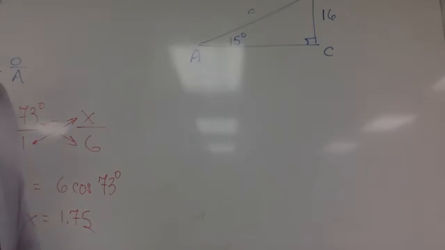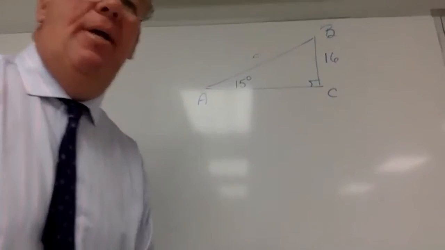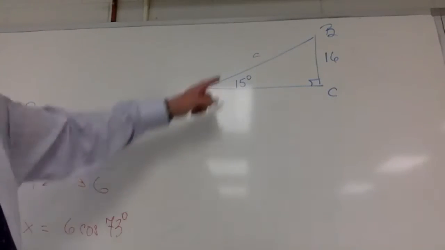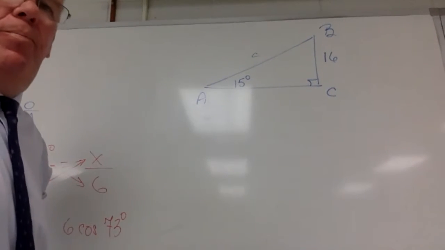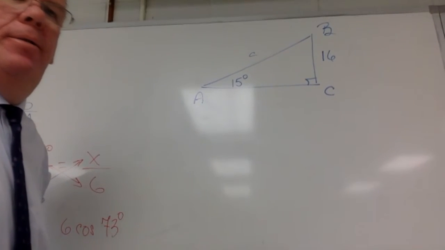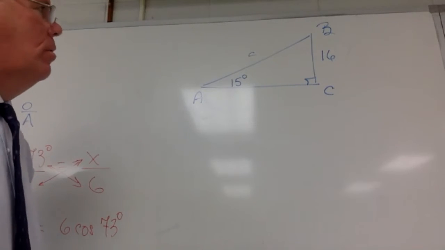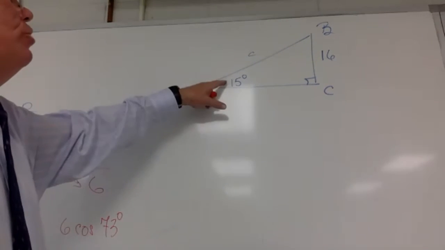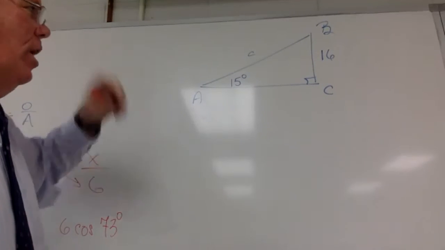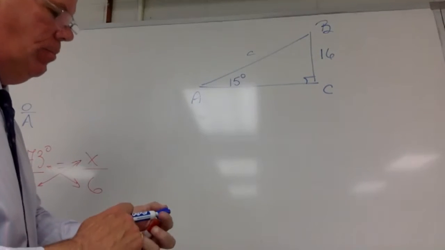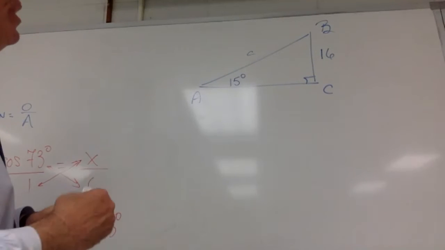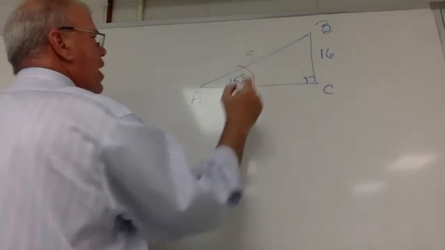Can you guys see that? If I said to you, what's C? Well, how come you can't use the Pythagorean theorem? Because you only know one side. Yeah, because we only know one side, but I do know enough to use a trig ratio. So based on what they give me, what trig ratio am I going to use to find C?